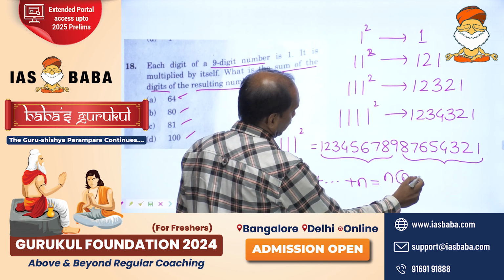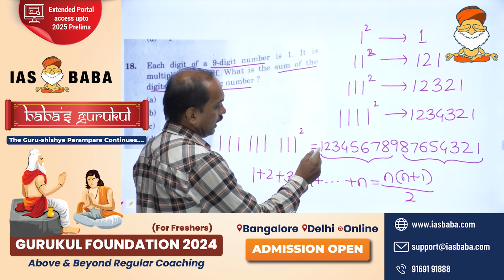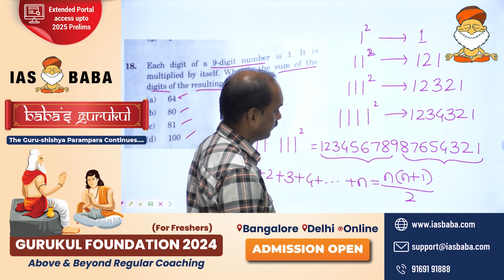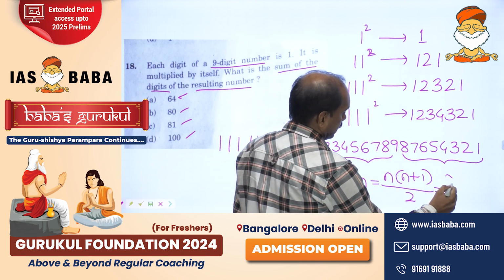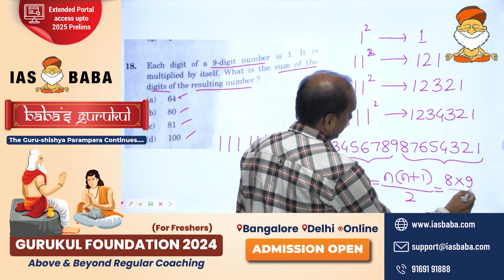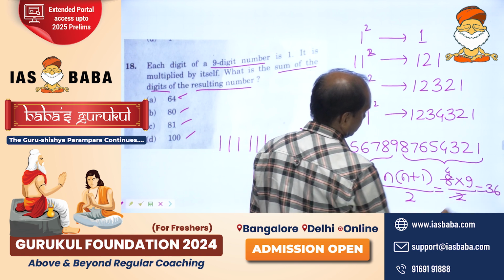n into n plus 1 by 2. This is the formula to be used. So we are adding here from 1 to 8, so n will take 8. 8 into 8 plus 1, that is 9, by 2. 2 ones are 2, 2 fours are 4, 4 nines are 36.